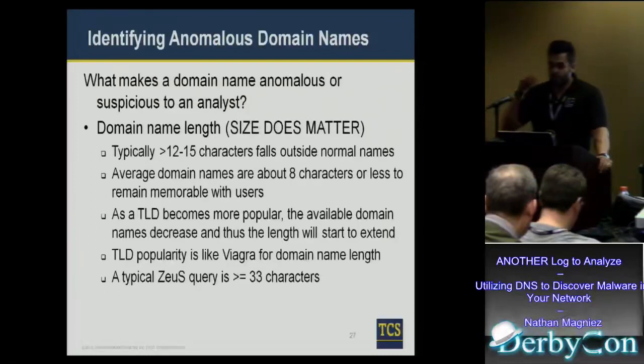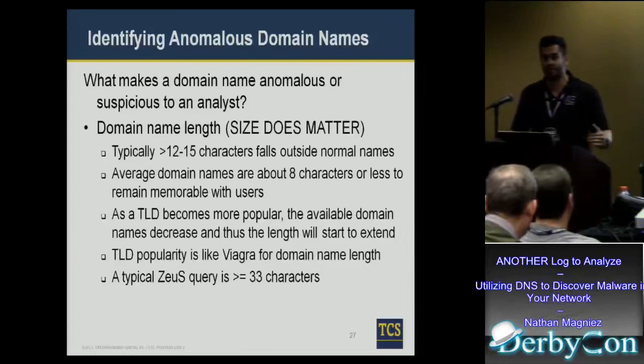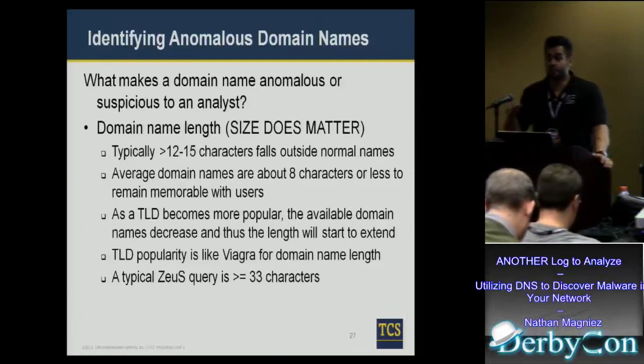All right, so when identifying anomalous domain names, there are a few different things that make a name anomalous. The first one is domain name length. Yes, the old adage says size doesn't matter. In fact, it does in this scenario. Typically, a normal domain name is less than 12 to 15 characters. Typically they're around 8. This makes it easier for users to remember, like google.com, yahoo.com, bing.com.